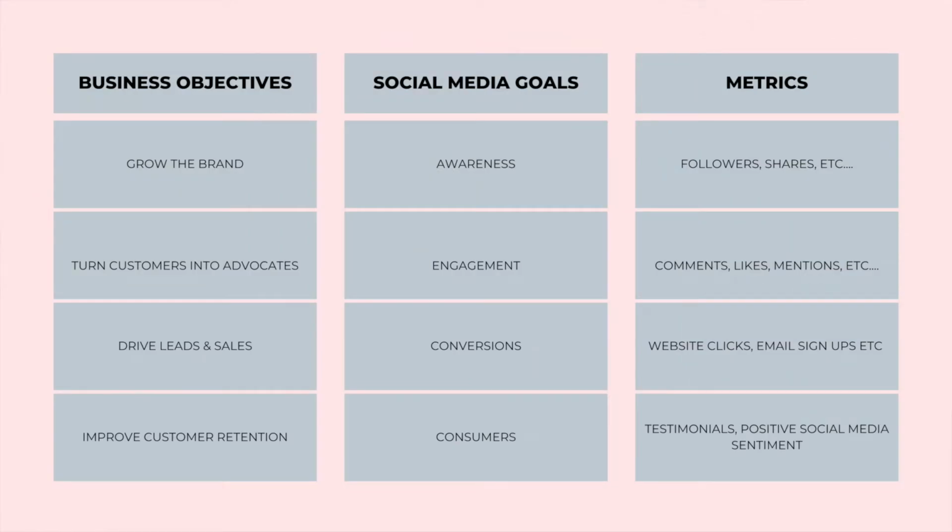So on the screen right now, you should be able to see some examples. But what I want you to do is map out your desired goals or the results that you want to achieve from the use of your social media. This should really align with your business goals. So in this table, you should be able to see some business objectives and some social media goals, and then the metrics. The metrics will act as your key performance indicators.